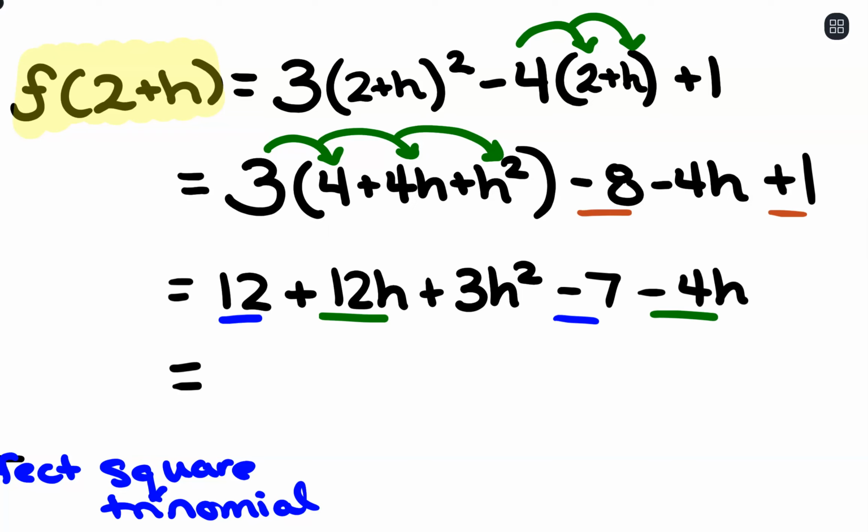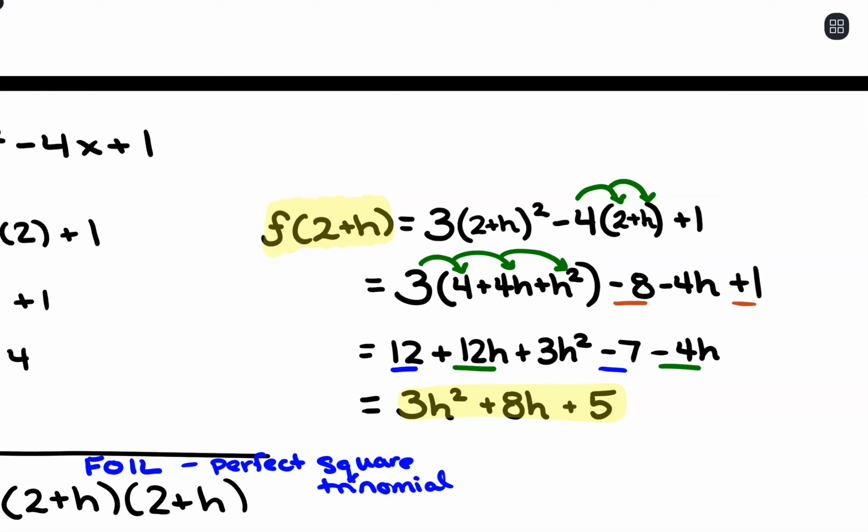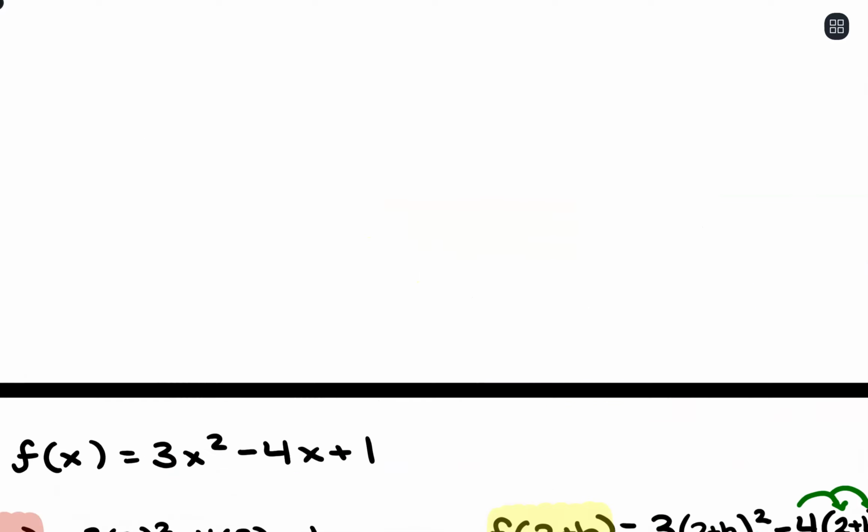And I'm just going to put this in standard form. So we're going to have 3h squared. 12h minus 4h is a positive 8h. And then 12 minus 7 is a positive 5. All right, so we're going to make this substitution where in my function, I saw f of 2 plus h. I'm going to substitute this 3h squared plus 8h plus 5.